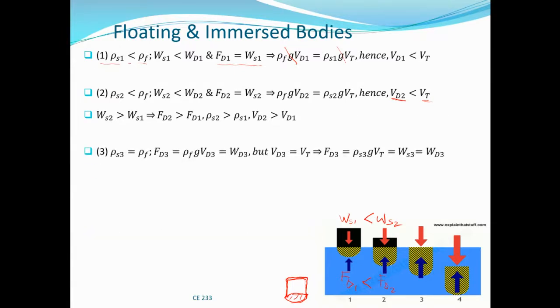Now, when we go to the third case, the ship is loaded further, so it is going to sink. It is completely submerged in the water, and here you have FD3. At this point, because it is completely submerged, the density of the ship is equal to the density of the fluid.